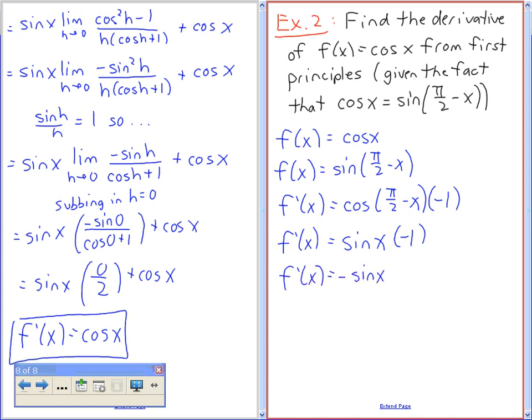Why did it go back to sine? Cos of pi over 2 minus x equals sine. Yeah. There you go. So for Michael, who thought the derivative of cos was sine x, he was very close. Okay, it's actually the negative sine of x.